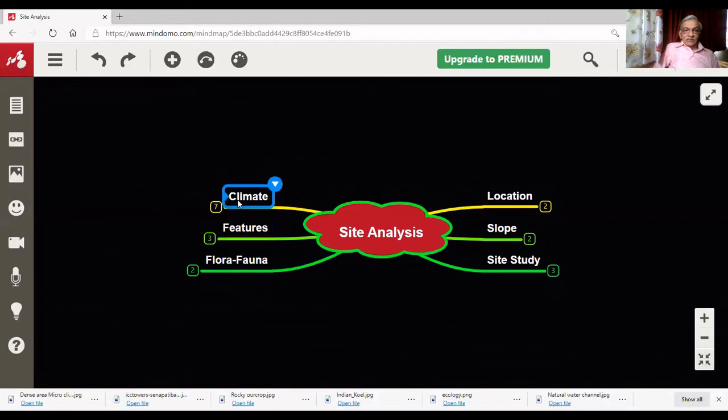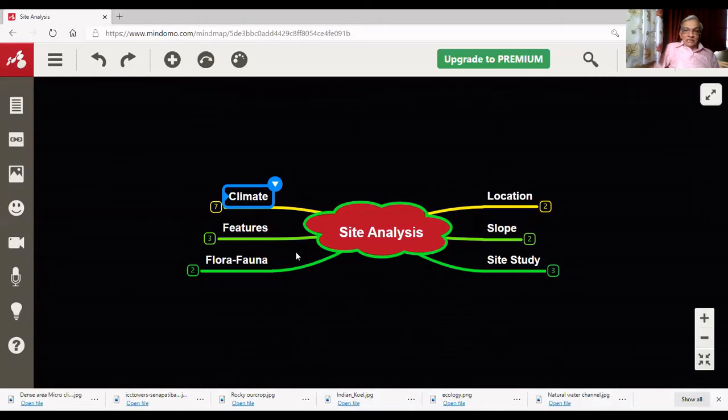And last but not the least is the climate. The climatic factors are about the prevailing wind, the temperature variations, the humidity, but that is not all, because there could be site specific features as well. And these site specific features are called microclimatic features.